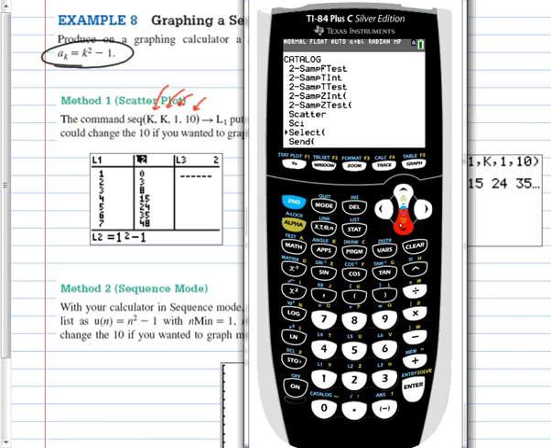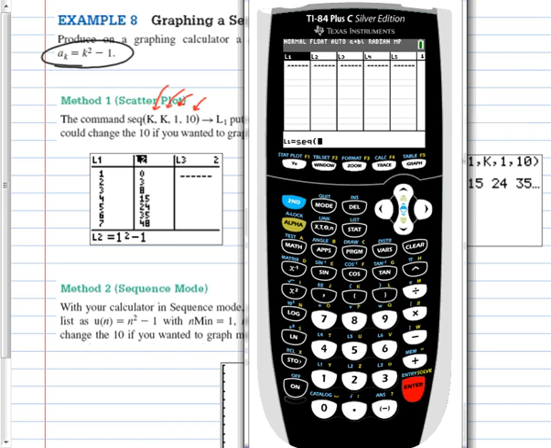It automatically, when you hit the catalog, goes to alpha lock. There it is. Okay, there we go. Sequence. Now, you can use K if you want. You can use any letter. I'll go ahead and use K since they did, and I'll have to hit alpha to do it. So alpha K, comma, right above your 7 is the comma.